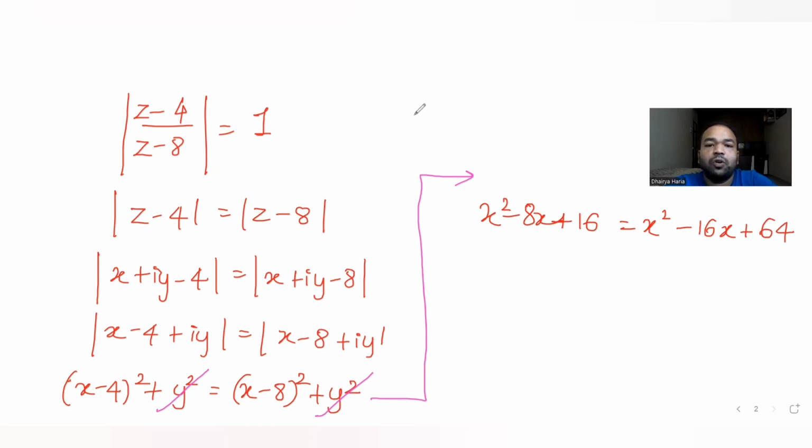Further, if I solve this, x square minus x square becomes 0. And you get 16x minus 8x equal to 64 minus 16. So 8x is equal to 48, and here I get x is equal to 48 by 8, that is 6.